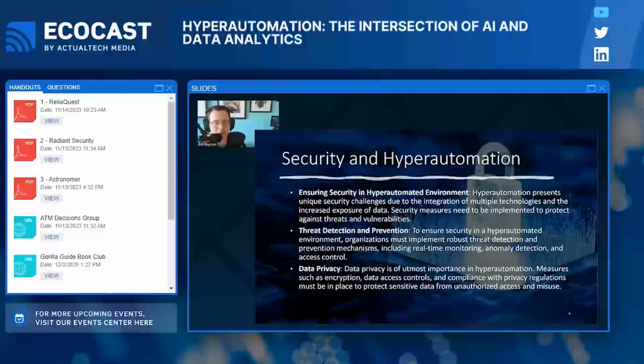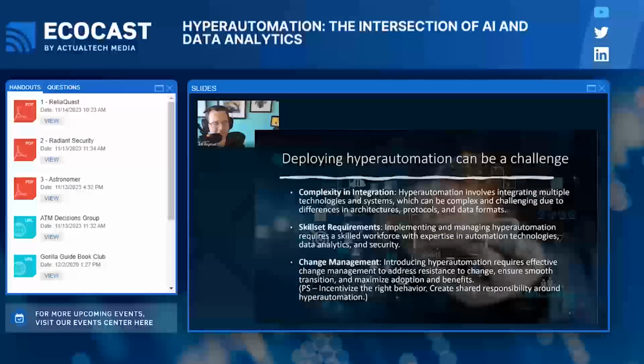Now, I want to cover a couple of things that I've seen in the industry and when I've worked with automation projects that are challenges, I guess, places where we hit a few road bumps. First of all, complexity and integration. We are involving multiple different kinds of technologies together here into one intelligent system, which can be complex and challenging due to differences in architecture, protocols, and data formats. So please take care in how you integrate these together.